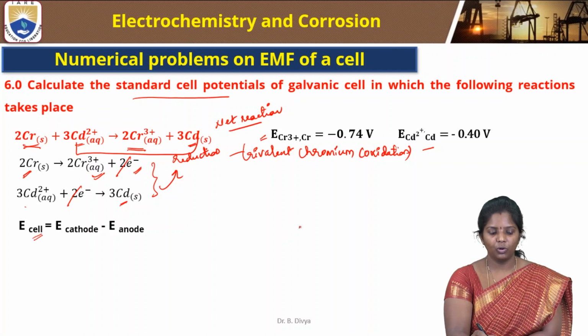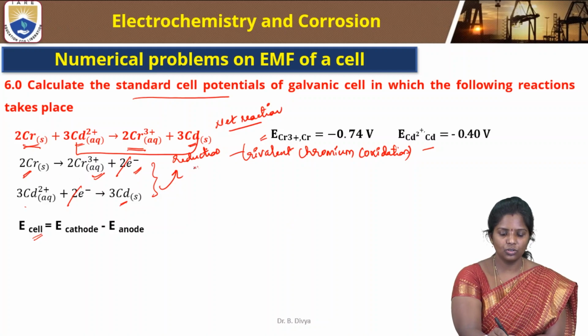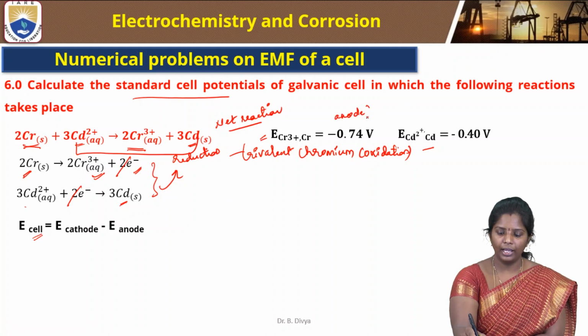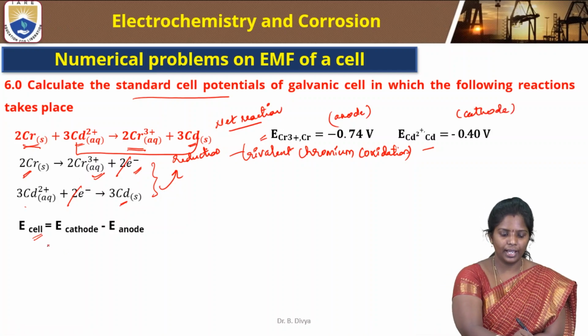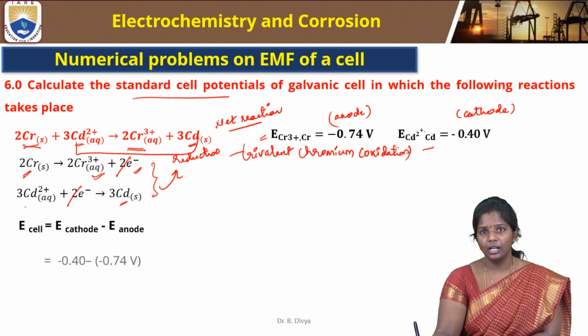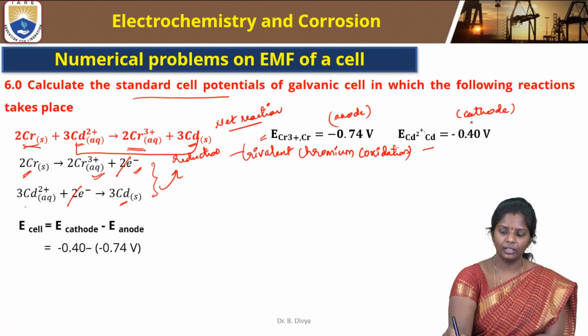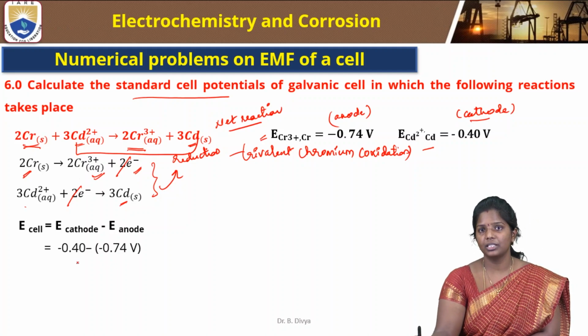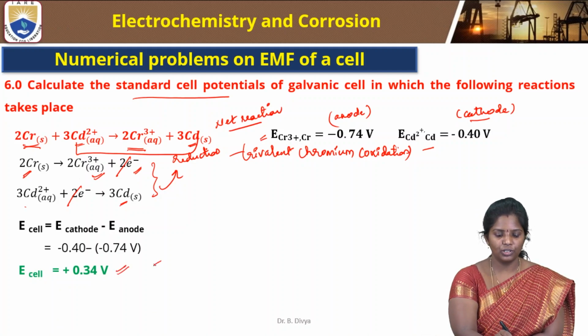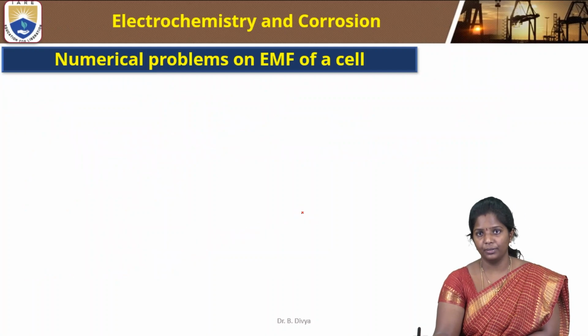Now we know what is anode and what is cathode. Here is the oxidation, so this is the anode, and this is the cathode. Now substitute the cathode and anode electrode potentials: minus 0.40 for the cathode, minus 0.40 minus of minus 0.74 volt, that will give a cell potential of plus 0.34. Whenever there is a positive sign, it indicates a spontaneous reaction, and the reaction is feasible.